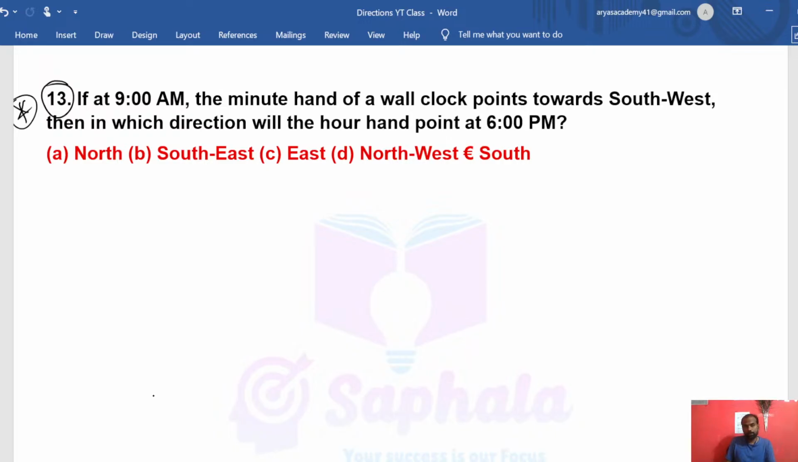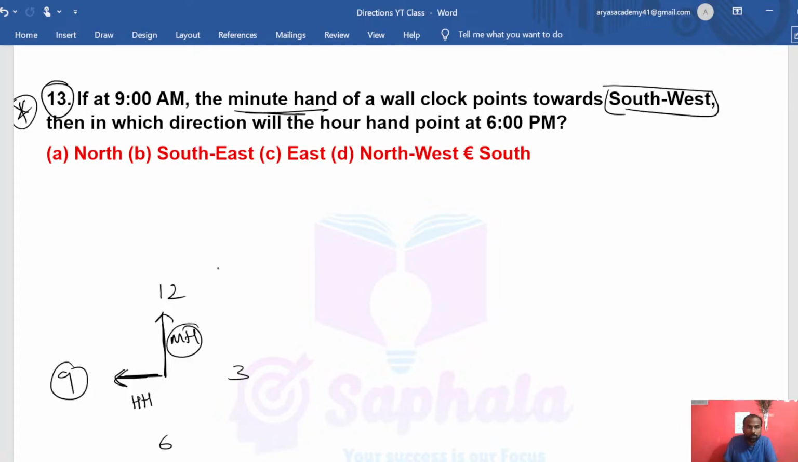I just draw a diagram for my convenience. 9 a.m. is mentioned, so 12, 3, 6, 9. At 9 a.m., the hour hand will be exactly pointing towards 9, whereas the minute hand will be pointing towards 12. MH, HH: HH means hour hand and this is the minute hand. Now what are they telling? They have told that the minute hand is at the southwest direction, which means the minute hand is at which number? 12. And they are indicating that this is southwest direction. Okay? But at 9 a.m. the hour hand will be at which number? 9.